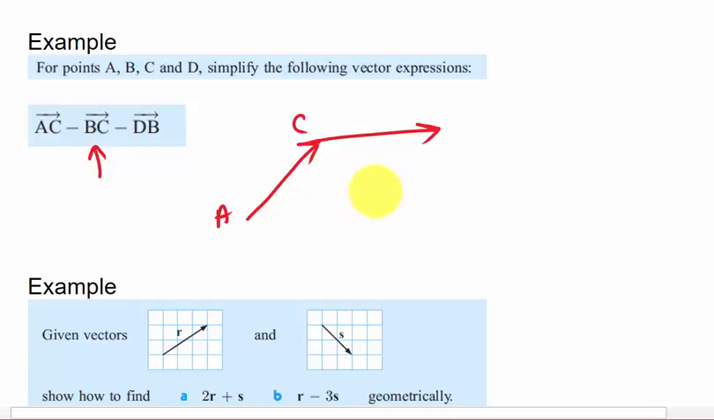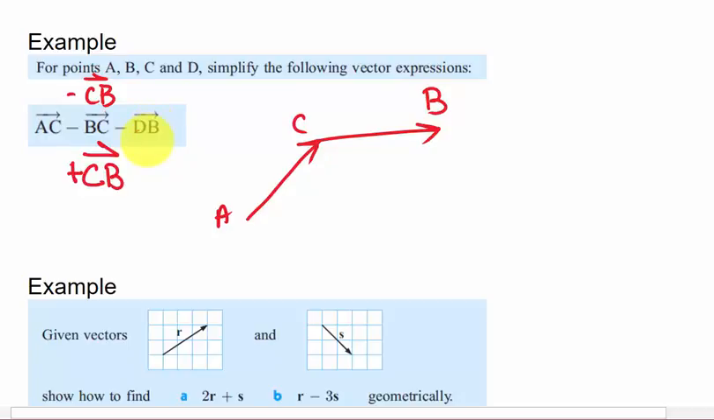So what I need to do is change the direction of this vector. So I'm going to change this to be a positive, and then I can change the C first. So now I have AC plus, because the negative, and if I'm going to change the direction, I have another negative, which together become a positive. So now what I have is AC and CB.